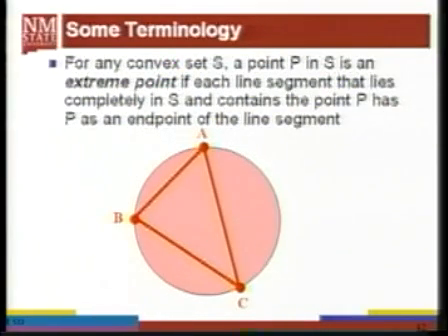And likewise, here the point B lies on the line segments BC and BA, and both BC and BA lie completely in S. And B is an endpoint of the line segments BC and BA, right? So all three points A, B, and C are the extreme points.